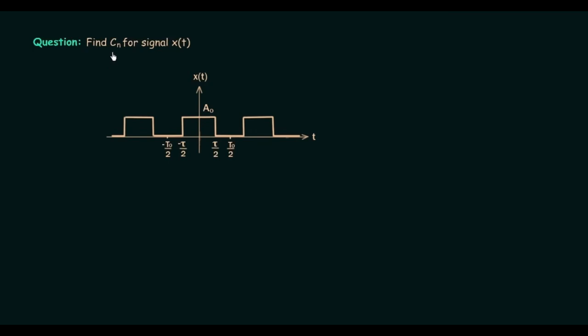And the question is asking us to find Cn for signal x(t). You can see the waveform of signal x(t). It is a rectangular wave, and for this rectangular wave we are required to calculate the complex exponential Fourier coefficient Cn. Once we have Cn, we can easily find the Fourier series, because the complex exponential Fourier series for signal x(t) will be equal to summation n equal to minus infinity to infinity Cn multiplied by e raised to power jn omega naught t.